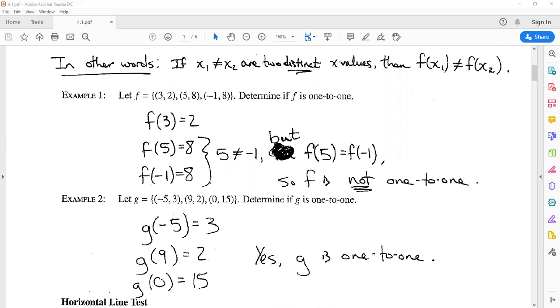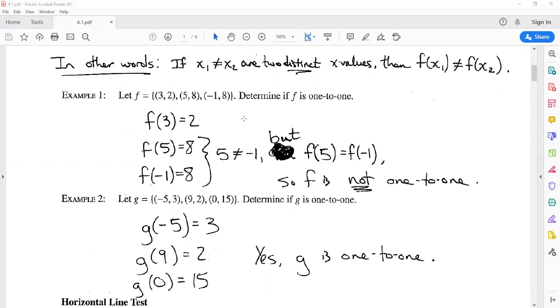And so I'm getting a little bit ahead of myself now. But the idea of having an inverse function would be a function that takes 3 back to negative 5, and takes 2 back to 9, and takes 15 back to 0. Notice that we can't have that up here. We could take 2 back to 3, but then it's unclear where we would take 8 back to. Would we take it to 5 or would we take it to minus 1? Well, for this reason, a function needs to be one-to-one to have an inverse.